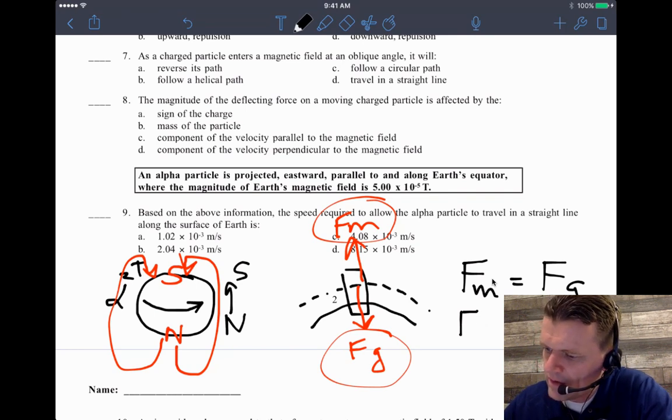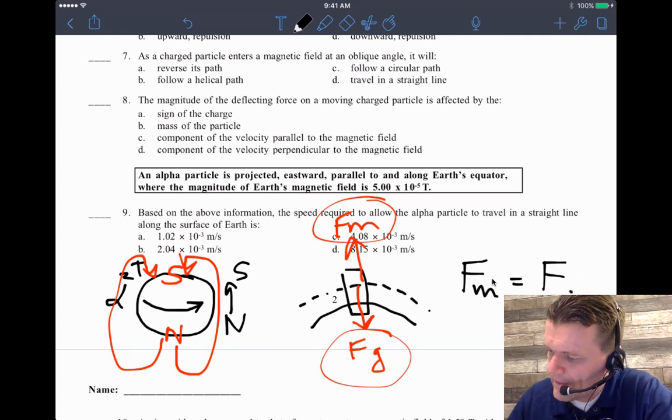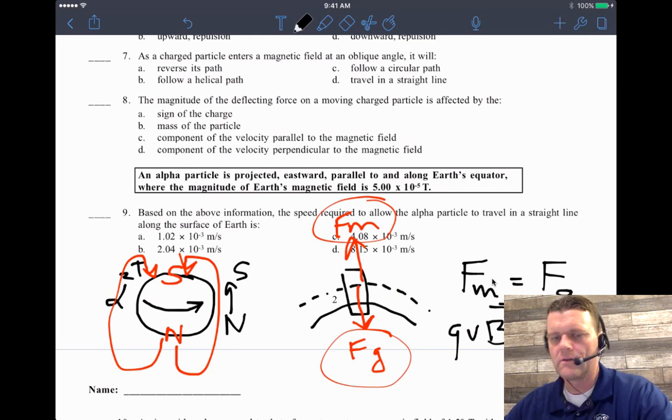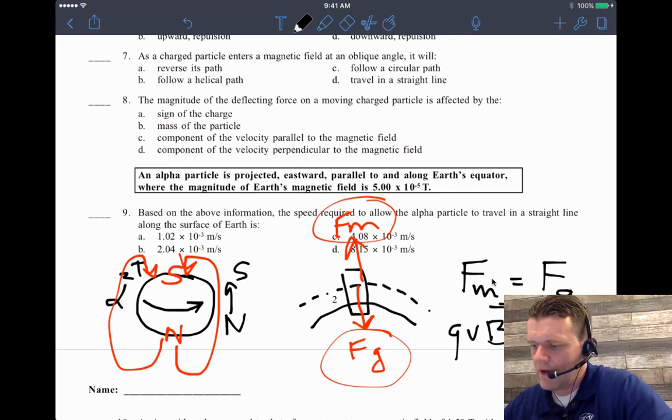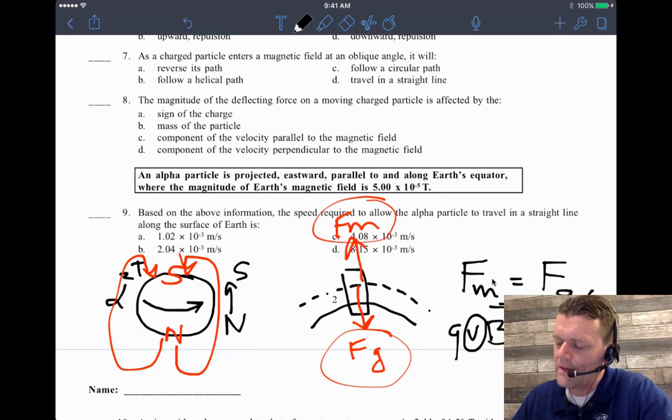Because what that really means in this case is we just say that, oh no, sorry, that's not mg. What we'd say then is that QVB is equal to m times g. So you're trying to solve for v, and the mass of an alpha particle goes right here. You get that from the formula sheet. g is 9.81, and then you solve for v.